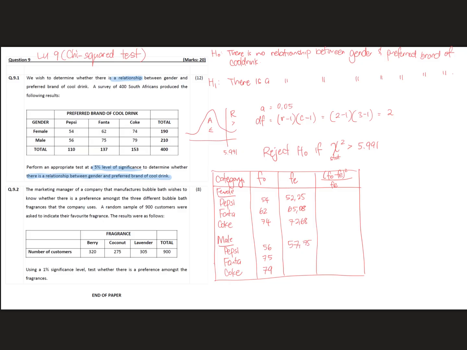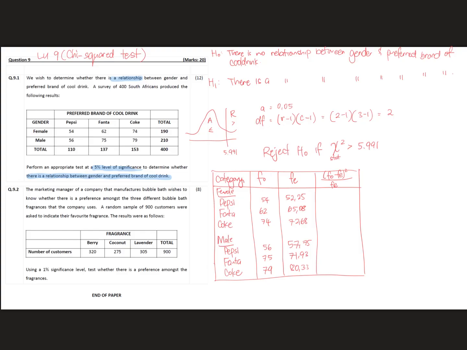Then the next one is 75. So here's 75 on the table. 210 times 137 divided by 400. And that would be 71.93. And then the last one is 210 multiplied by 153 divided by 400, and that is 80.33.